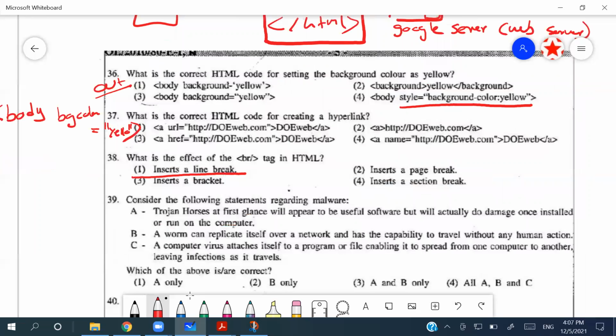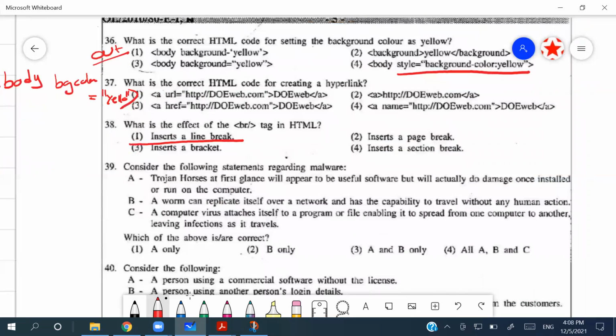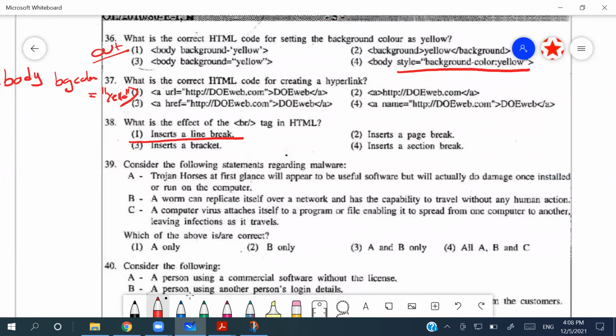39th, consider the following statements regarding malware. Trojan horses at first glance will appear to be useful software, but will actually do damage once installed or run on the computer. Yes, that is the nature of the Trojan horse. It appears as a genuine one, but inside it contains malware, or sometimes it takes steps for other malware to come into the system.